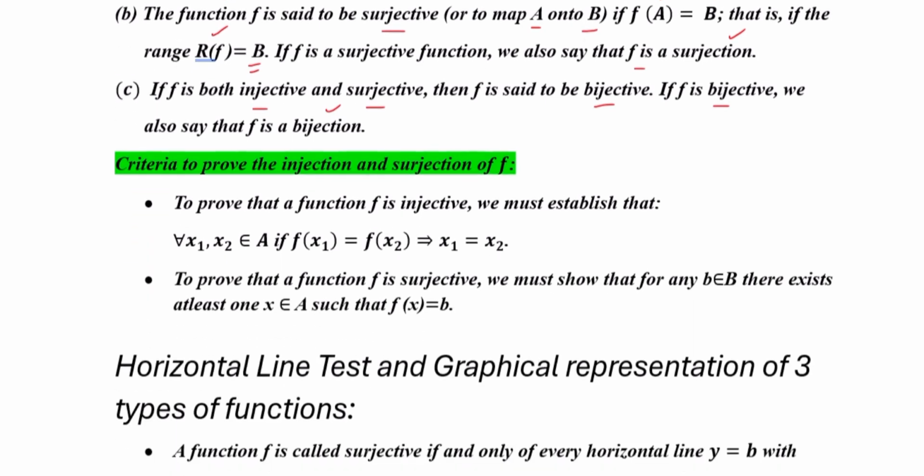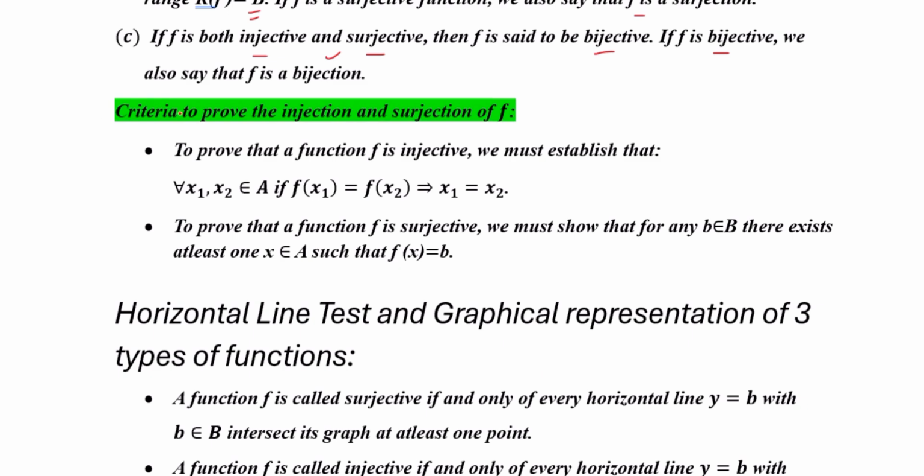Next we discuss the mathematical criteria to prove injection and surjection of f. To prove that a function f is injective, we must establish that we will take any two points x1 and x2 from the domain, and we will take f of x1 equal to f of x2. If f of x1 is equal to f of x2 implies x1 is equal to x2, then we say that f is an injective function. You can prove the injection of a function in two ways.